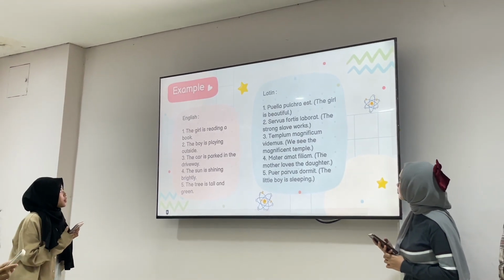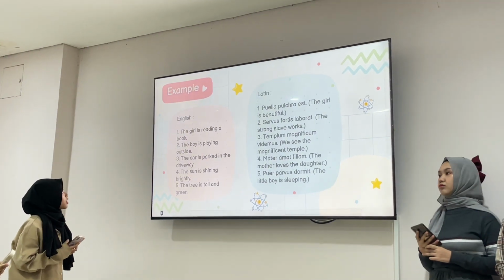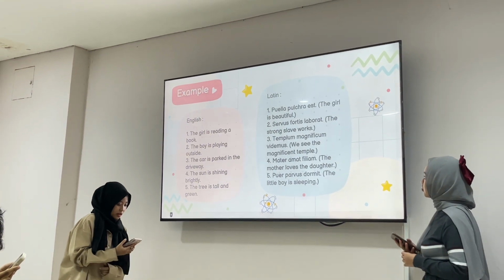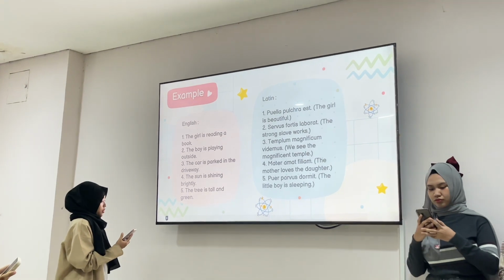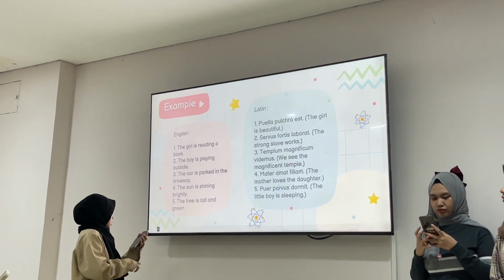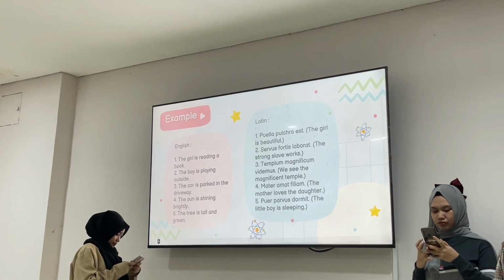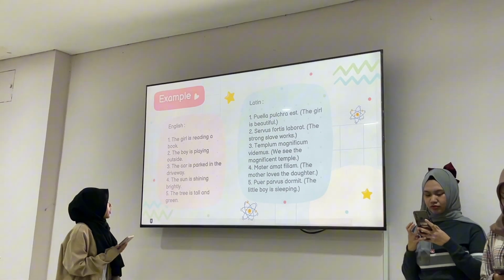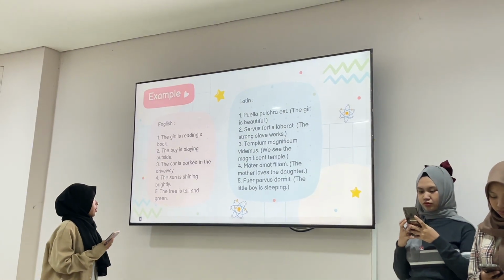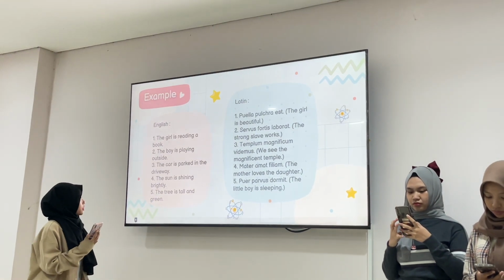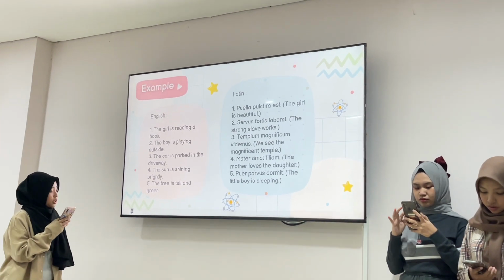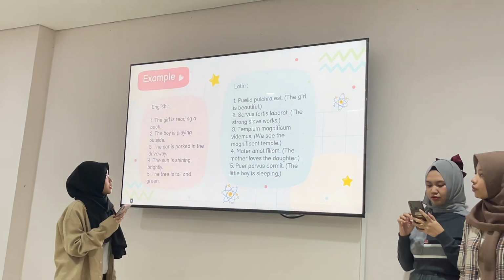For example, English with non-grammatical gender: the girl wearing a hood. The girl here refers to a female person, and we use a pronoun like she to refer to her. And the boy is playing outside. The boy is referred to as he, and the car, sun, and tree are referred to as neither. So there is no gender distinction made in the sentence.